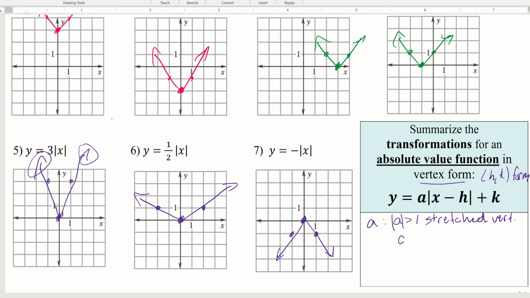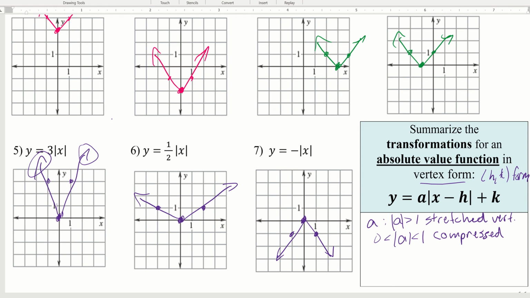Whereas if A is, absolute value of A is between 0 and 1, okay, so like 1/2 or 1/3 or 0.4, anything like that, this is what we call compressed. And that's vertically as well, okay? So that's going to be compressed, and that's something like number 6 here. So number 6 is compressed. It's a lot wider. So it's like if you push on my hands and I keep my arms straight, my arms are going to go out wider, right?